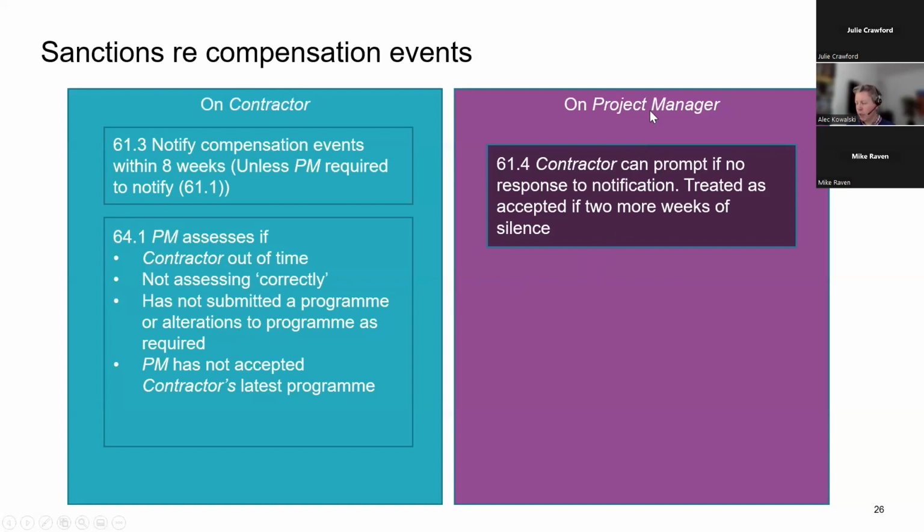What happens if the project manager doesn't hold up their side of things? So the contractor can remind you. And then if they remind you of things, you've got 2 more weeks to act. Otherwise, it's treated as automatic acceptance. So if they notify you of a compensation event, you don't respond in 1 week, they remind you. They have to do that reminder. But if they've done that reminder, you get a further 2 weeks. If you still don't respond, automatic acceptance.